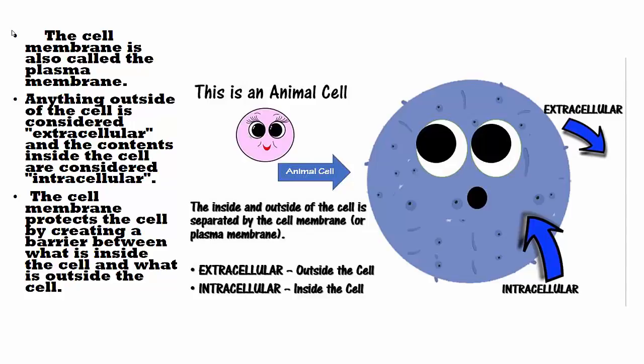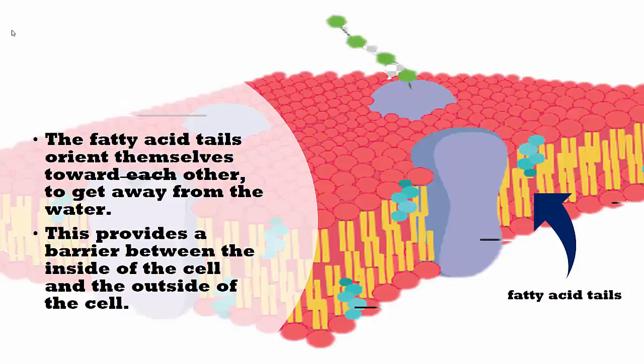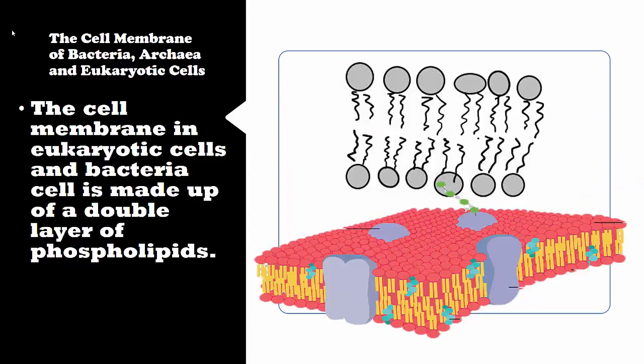Anything outside of the cell is considered extracellular, and the contents inside the cell are considered intracellular. The cell membrane protects the cell by creating a barrier between what is inside and what is outside. The fatty acid tails orient themselves towards each other to get away from the water. This provides a barrier between the inside and outside. The cell membrane in eukaryotic cells and bacteria cells is made up of a double layer of phospholipids.